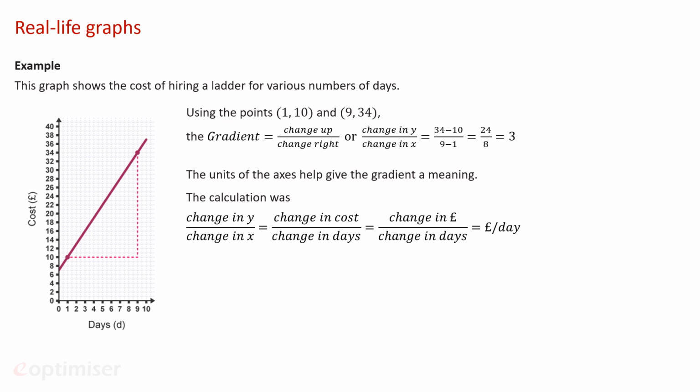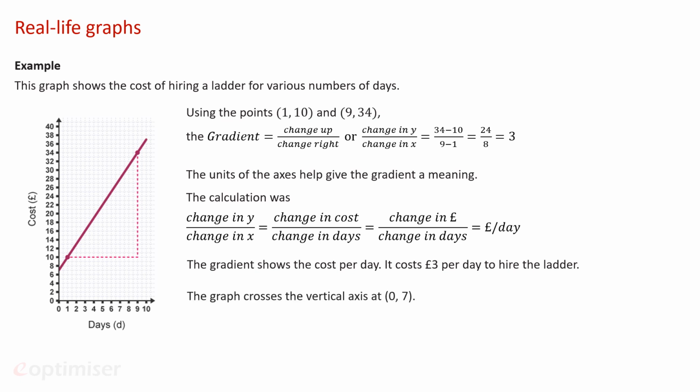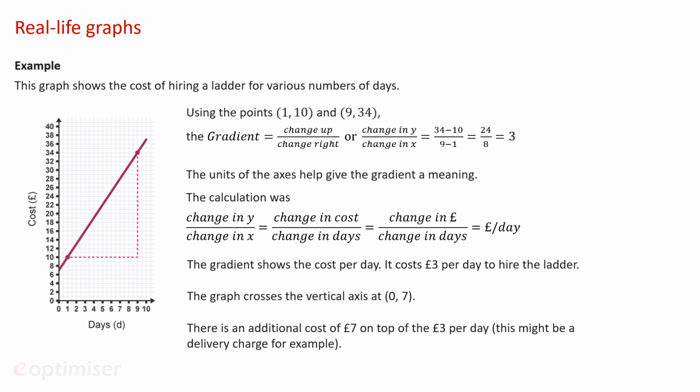But where it's cutting the y-axis, giving the fixed cost. So here the fixed cost plus 3 times the number of days is going to be the cost. So if you're hiring it for 3 days, then you have to multiply the per day, that is 3 pounds. So you have to pay 3 into 3, 9 pounds plus the fixed cost of 7 pounds. So you'll be paying 16 pounds. So that's the way the graph is used to estimate values.